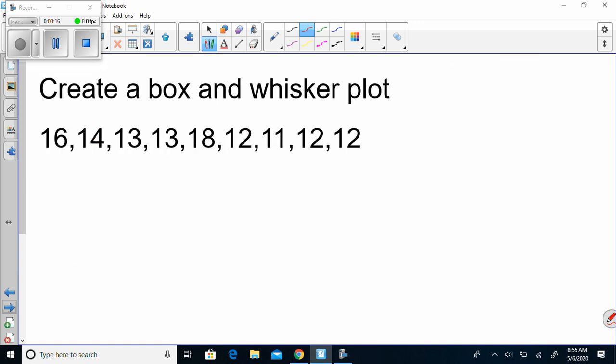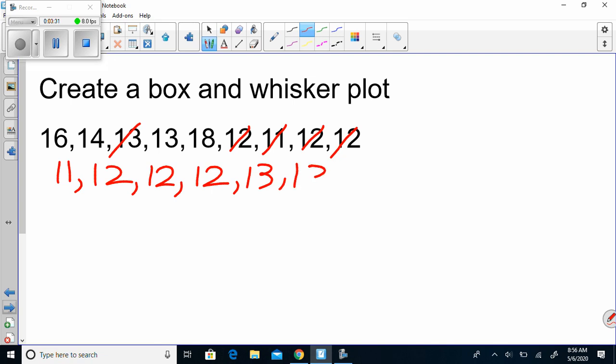Okay, next one. Same thing, I need to put them in order. I have an 11, a 12, a 12, a 12, 13, 13, 14, 16, and then I have my 18. So the same numbers, I just have more of one and less of another.